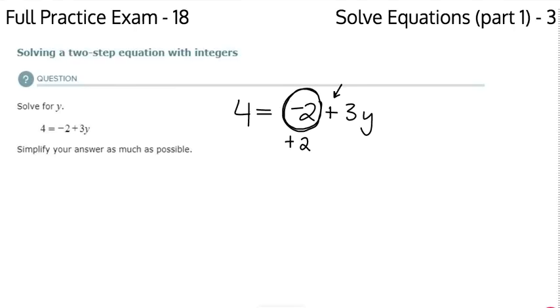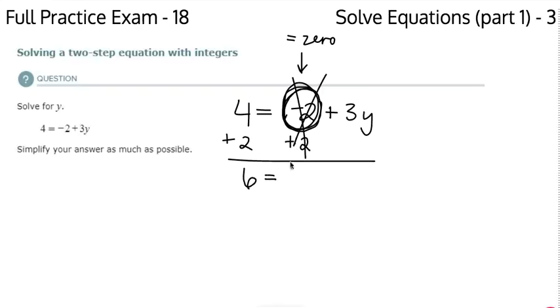I look at this number. I need this negative 2 to become 0. To make that equal 0, I need to add positive 2. 4 plus 2 is 6. That becomes 0. 0 plus 3y is 3y.